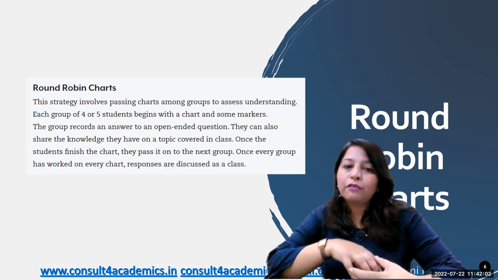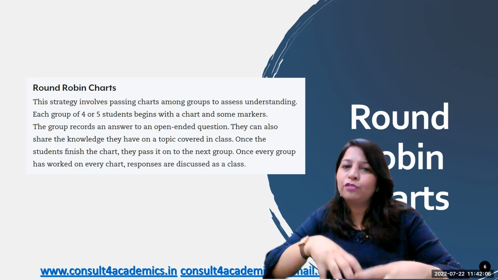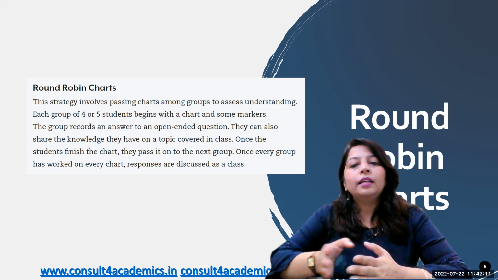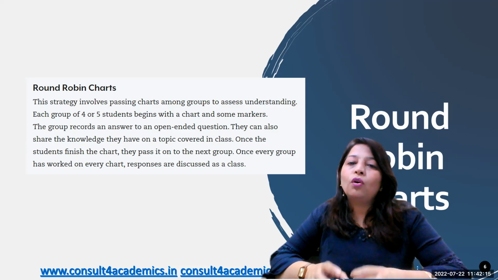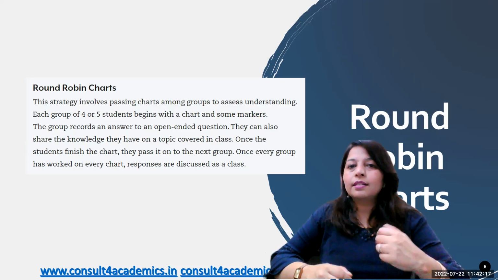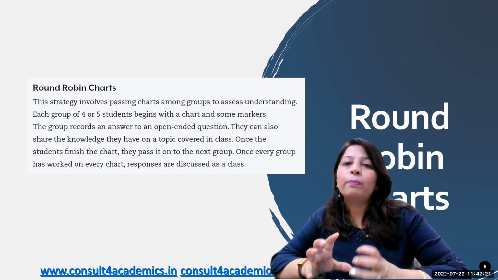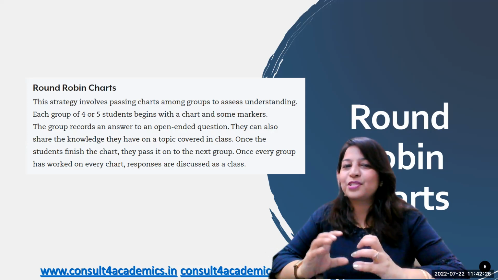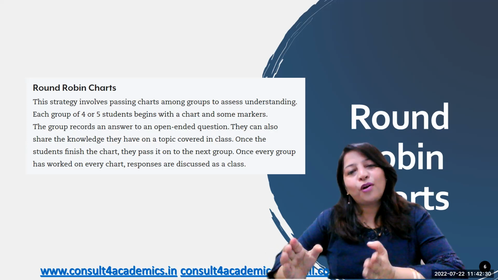Once the students finish writing, they will be passing on the chart paper, the A4 size sheet, the A3 size sheet, whatever you start with, to the next group. So each and every group will be adding their points, their ideas related to that open-ended question. So that becomes a round robin chart, right? In which students are not moving from one station to another, but the chart is being passed on from one group to another.